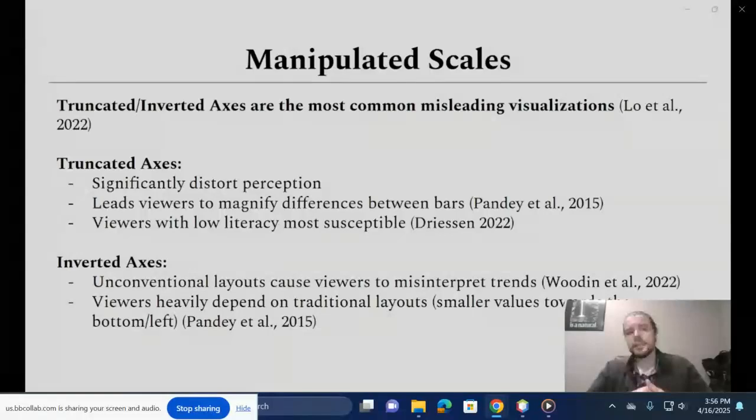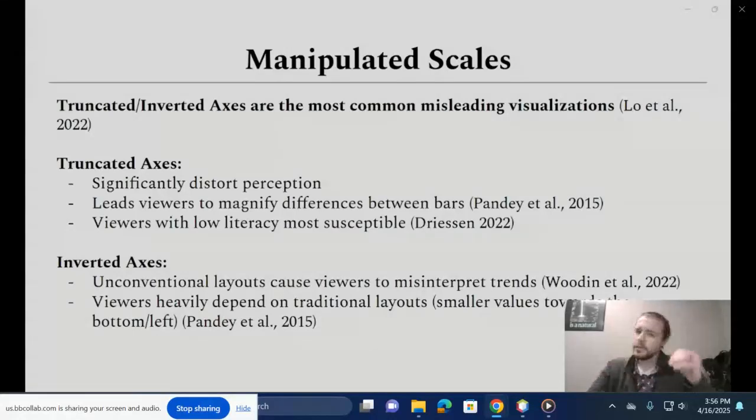They lead viewers to magnify differences between bars, and viewers with low education or low visual literacy, or just low literacy in general, are the most susceptible to this kind of manipulation. Inverted axes, they cause viewers to misinterpret trends, and us viewers of visualizations tend to rely on the small number being in the bottom left-hand corner, or if the camera's flipped, it's over here.